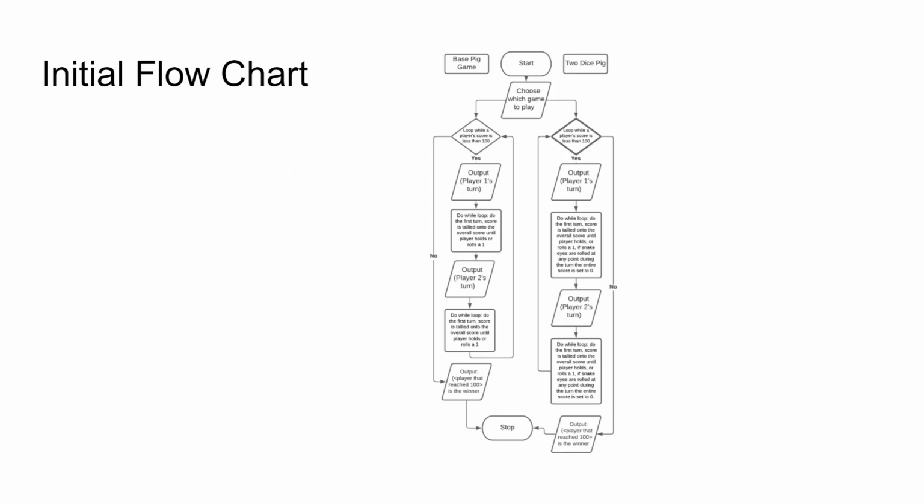Next, we have the initial flowchart. Originally, we thought our project would consist of 2 separate dice games. On the left, we have the initial game that was explained in the last slide, Pig. And on the right, we have 2 Dice Pig, which is a variation of the original Pig game, but with 2 dice.